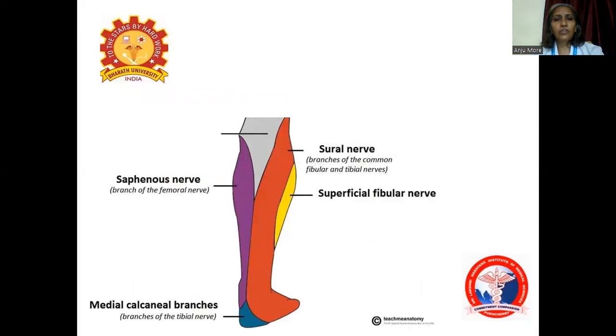So in this region, we see the dermatome, that is the area of skin which is supplied by each nerve. The diagram shows the area which is supplied by sural nerve, the saphenous nerve, superficial fibular nerve, and medial calcaneal branches from the tibial nerve.